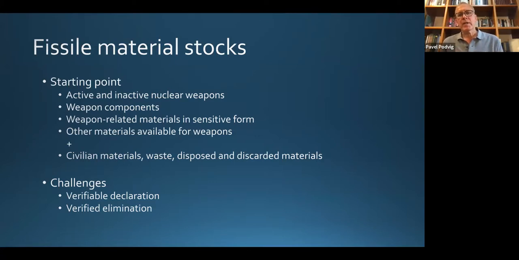And verified elimination is also a challenge because, as you know, in the US a lot of material is still in pits or in some other components. So you cannot just turn it over to the IAEA. You need to do something. There was quite a bit of work done, the trilateral initiative and all that, and it didn't quite go anywhere, but it was understood that it is a difficult issue.